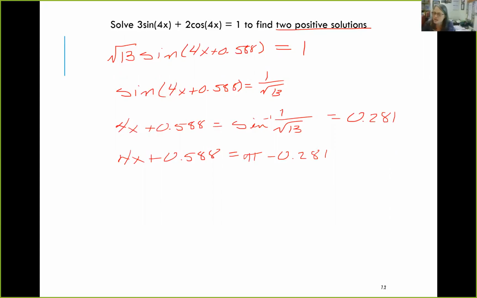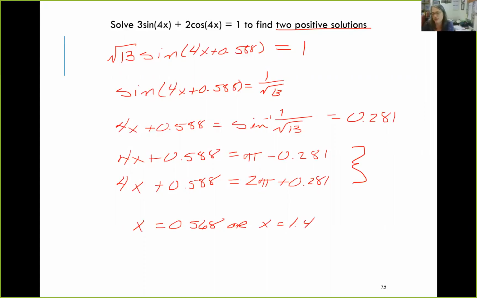Okay? There's going to be a third solution when we go all the way back around the circle. So that's going to be at 2 pi plus 0.281. These two will give you positive solutions, and when you solve those, it turns out that x is 0.568 or x is 1.49. Okay.